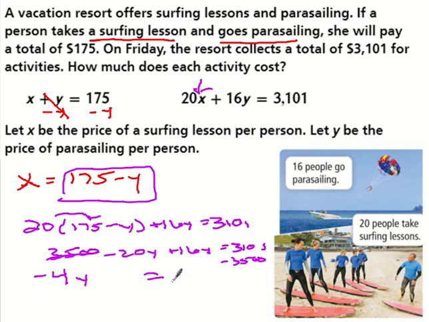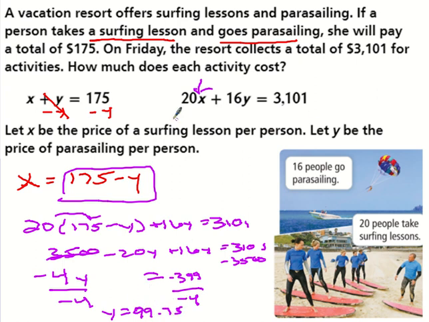Let's see here. Negative 399. Now I can divide by negative 4 on both sides. And I get y equals $99.75.